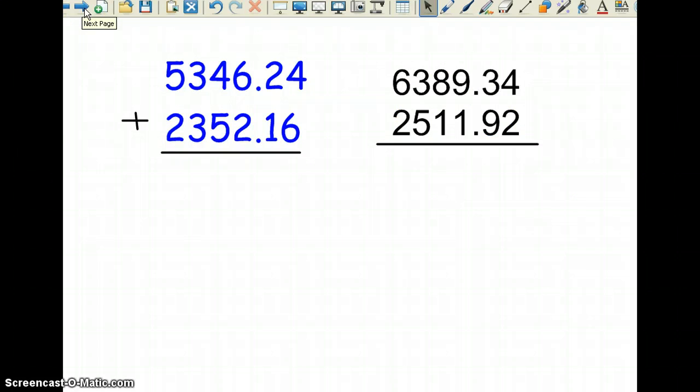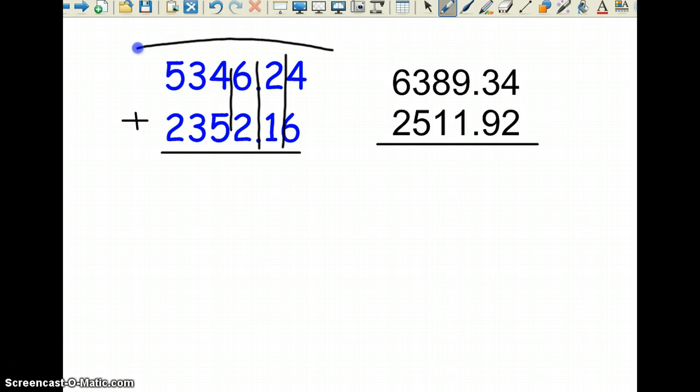In this situation, we're going to start with this question right here. The first thing we do is make sure that our place values are all lined up, and you can see that on the smartboard they're a little bit off. All we're going to do is add these numbers up, and then we're going to worry about the decimal after. So we're going to do the 4 plus 6, which equals 10. Put the 0 down there, carry the 1 up there, and then 2 plus 1 is 3, plus 1 is 4.